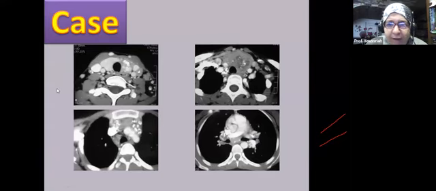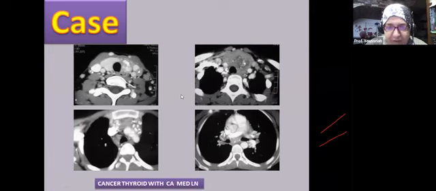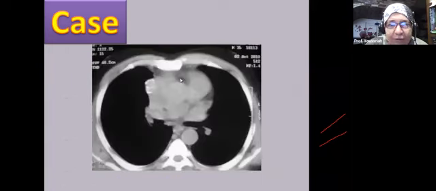Now, this is a case of cancer thyroid, left thyroid lobe, where the cancer shows irregularity and calcification, and the lymph nodes from this cancer, metastatic lymphadenopathy, extend through the whole of the mediastinum, showing punctate calcification. So now this is calcified lymph nodes from deposits.